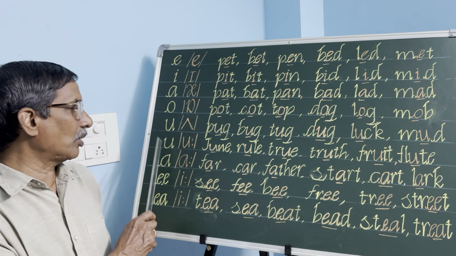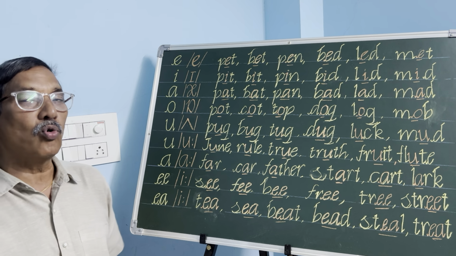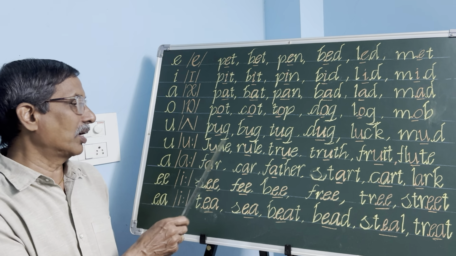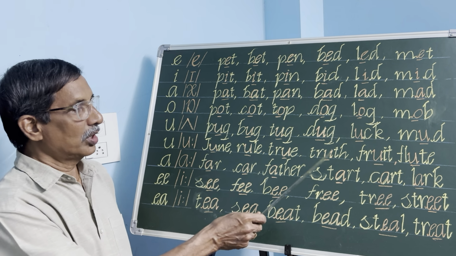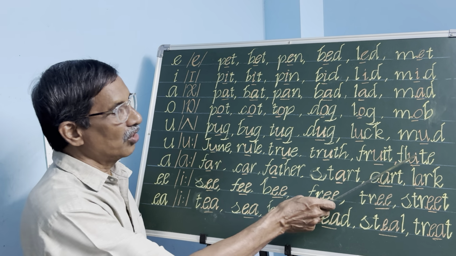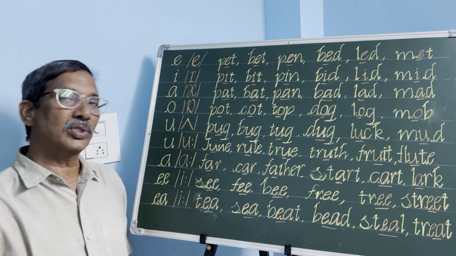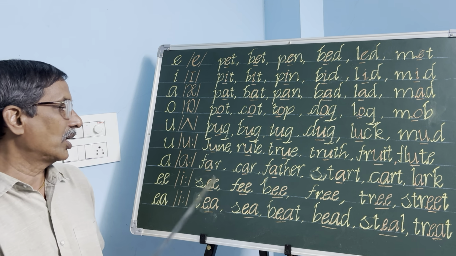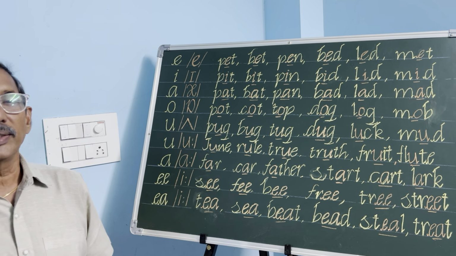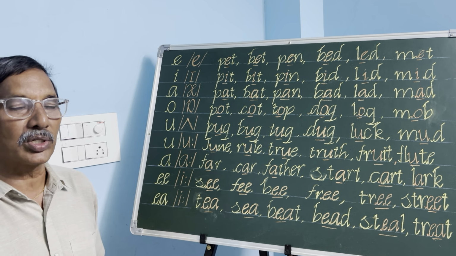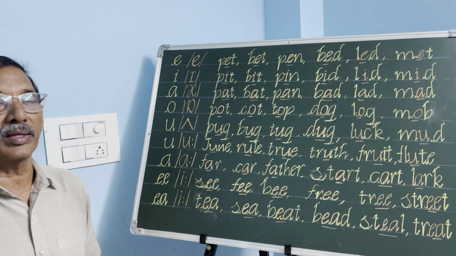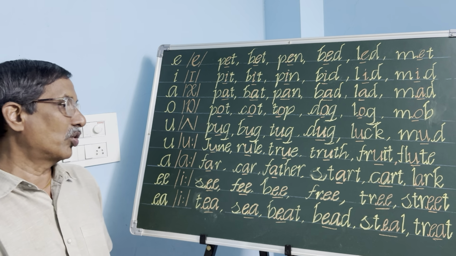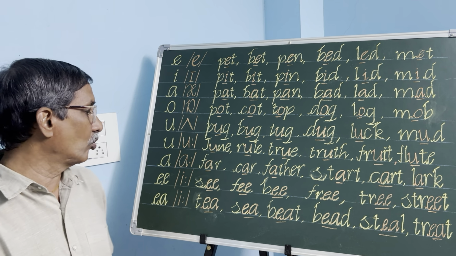Coming to the same letter U with the long vowel U, June, Zoon, rule, true, truth, fruit, flute. In all these words, the letter U produces the long vowel U sound. June, rule. In the same way, the students produce more words. The student may make mistakes in the beginning, but the teacher can guide him to produce the correct words with the long vowel U sound.